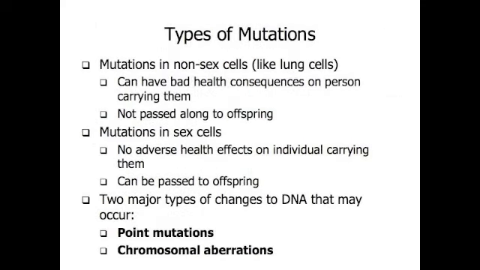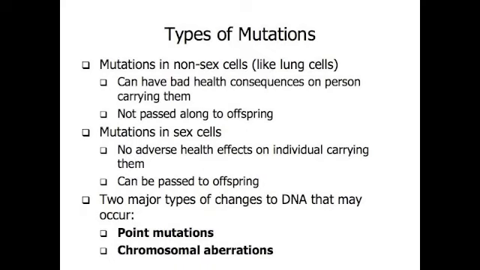Moving on, the type of cell in which a mutation occurs is important. Mutations in non-sex cells, such as skin or lung cells, can have bad health consequences for the person carrying them. Many forms of cancer, such as lung cancer and skin cancer, result from such mutations. Importantly, non-sex cell mutations are not passed onto your children. However, mutations in the sex cells or the gametes do not have any adverse health effects on those carrying them, but these mutations can be passed on to offspring.